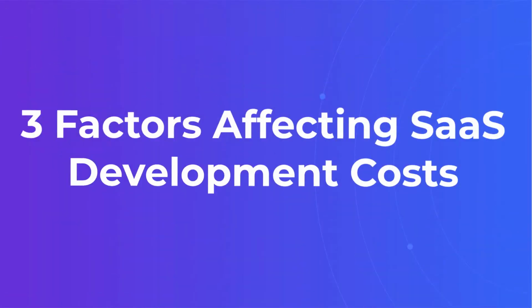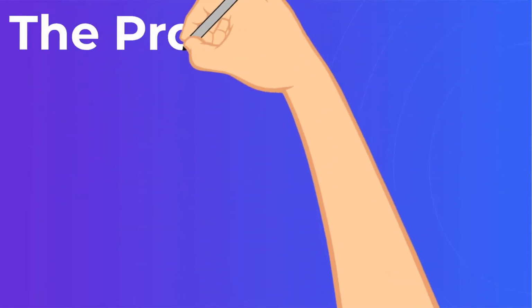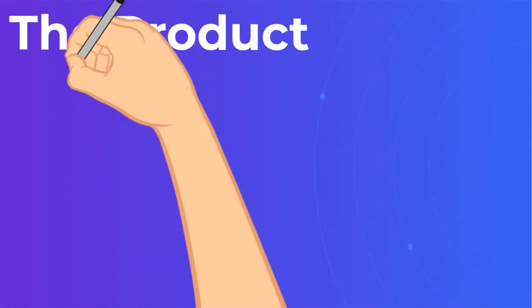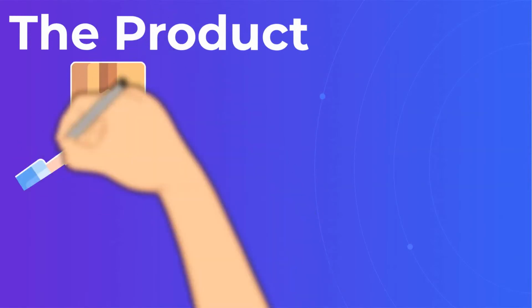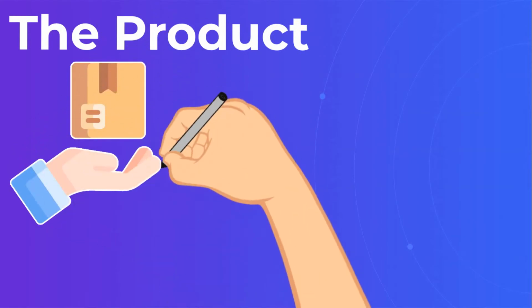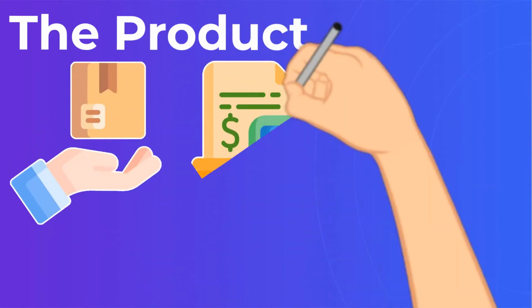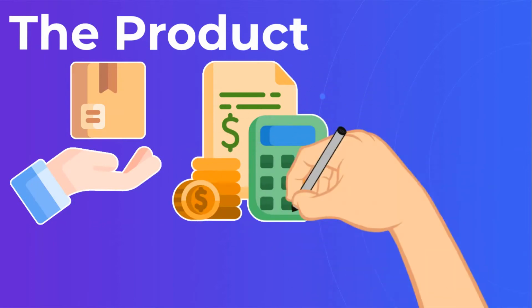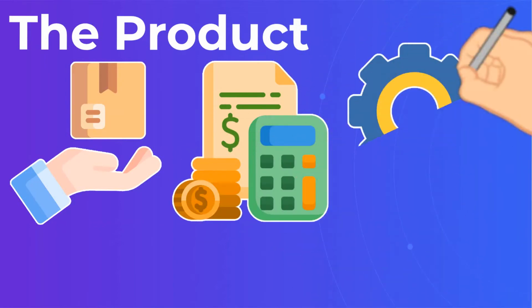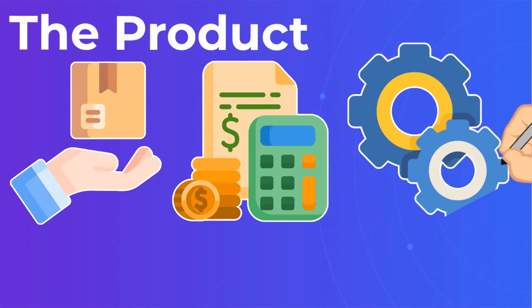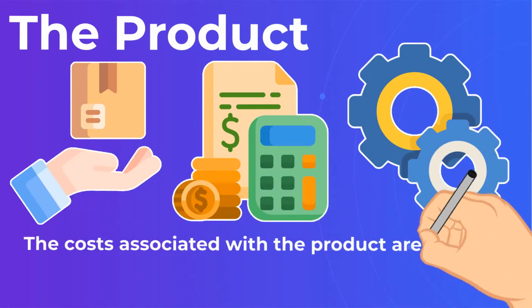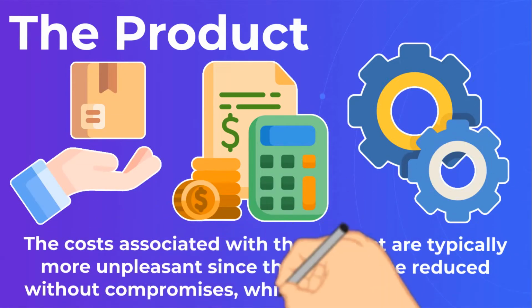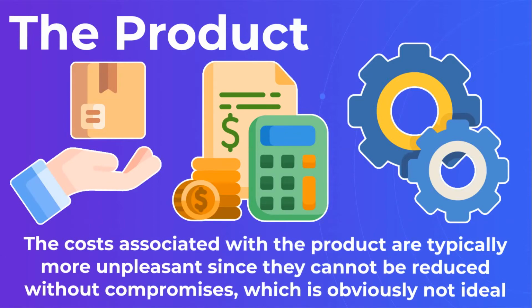3 factors affecting SaaS development costs. The product. The ultimate cornerstone of the business, the product, is the major factor when trying to estimate the budget. The size, the type, the design, the complexity, any new features that differentiate your product from the rest, everything has its reflection on the price. The costs associated with the product are typically more unpleasant since they cannot be reduced without compromises, which is obviously not ideal.